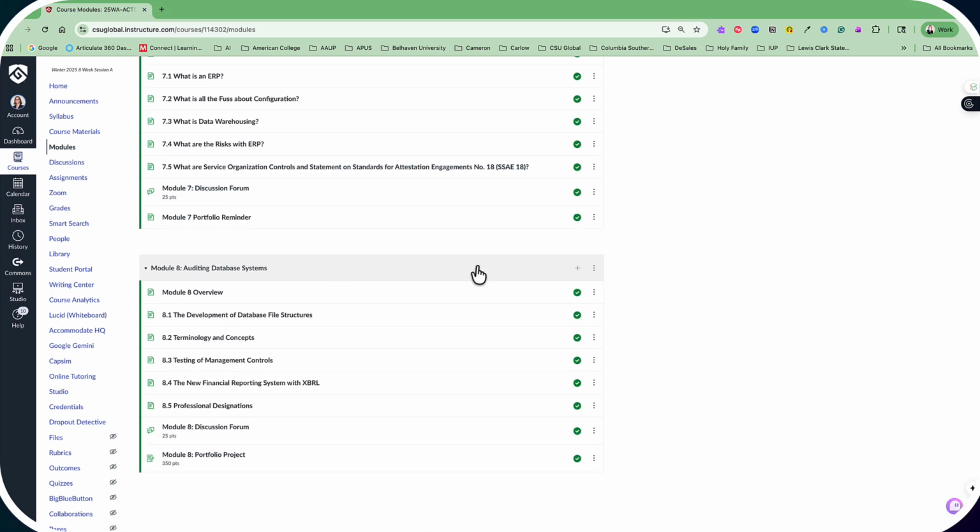And then our last module is Module 8, Auditing Database Systems. So we're going to discuss the development of database file structures, some terminology and concepts, management controls, and XBRL, Existential Business Reporting Language.